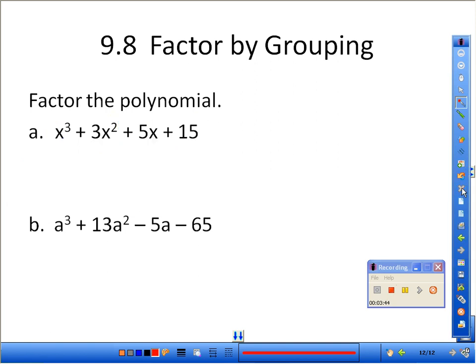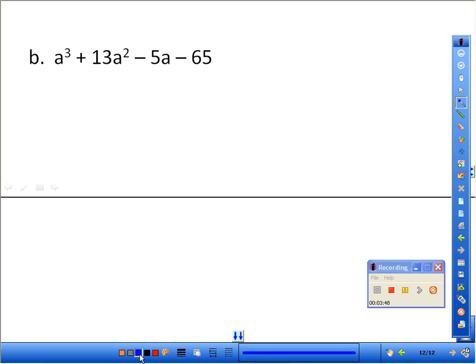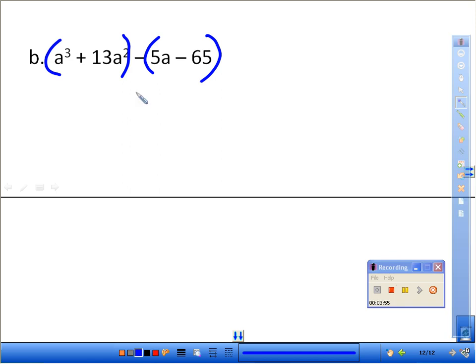This last example is a little bit different because we now have negatives to consider. We still set up the problem the same. We're going to group it in parts of 2. However, when there's a negative right here, essentially we factored this negative out of the negative 5a, and we put it outside the parentheses. But that means we also have to factor the negative out of negative 65. To do that, really we're just changing it to a positive 65. If you had a negative 65 and you divided it by a negative, it became a positive.